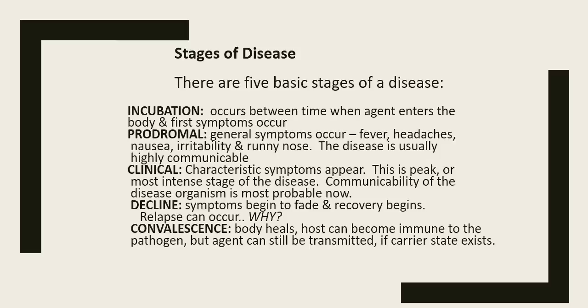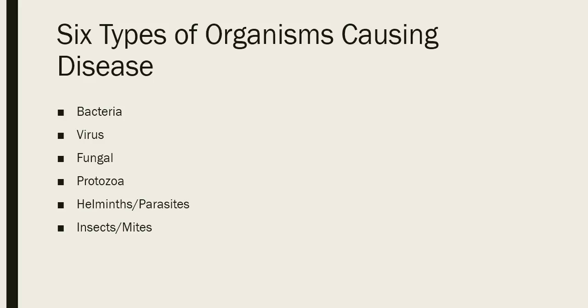In the last phase, convalescence, the body heals and the host can become immune to the pathogen. Sometimes even though the host becomes immune, it can still be transmitted. And so that's an interesting thing to consider as we look at the variety of diseases. So these are the 6 types of organisms that we're going to study in the first half of the semester. And in this slide presentation, we're going to look at the bacterial and viral infections specifically.